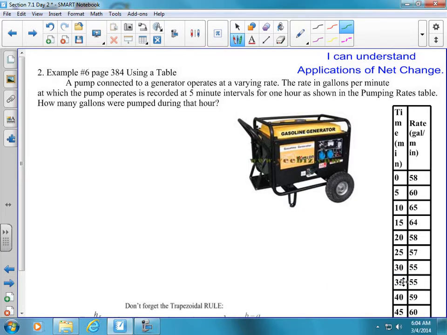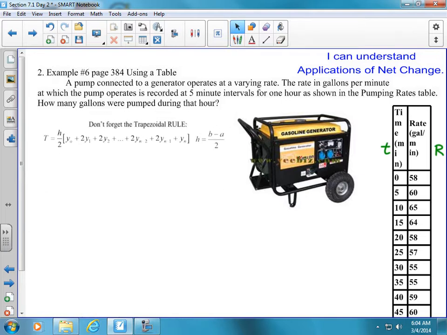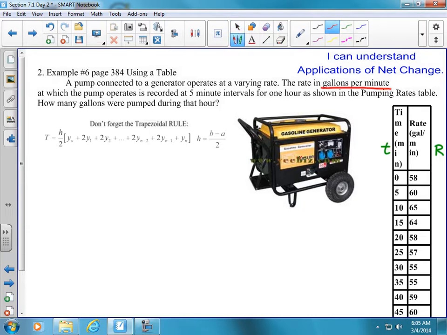This table's in your book. A pump is connected to a generator, and they give the pump rate in gallons per minute. This column is time, this column is your rate, gallons per minute. What we're going to have to use is the trapezoid rule, because that gives you area under the curve. If this is the rate, which it is, it will give you the gallons. If we take the antiderivative of that function, which is the area under the curve, we will be able to find the number of gallons. So let's do that, taking the trapezoid rule.